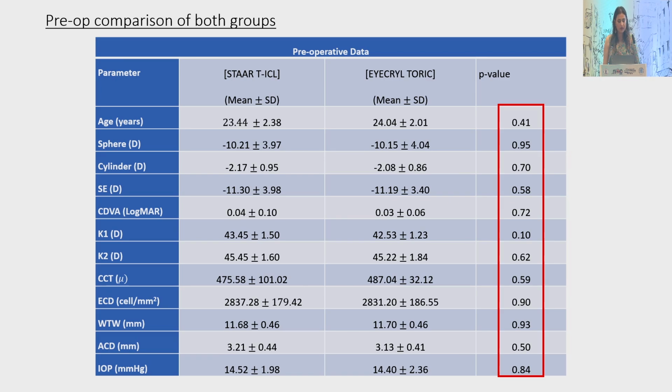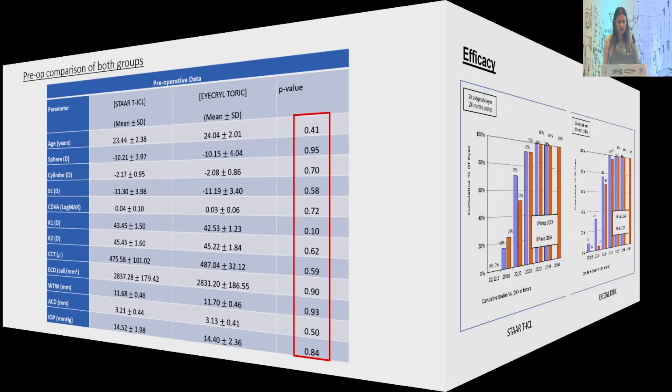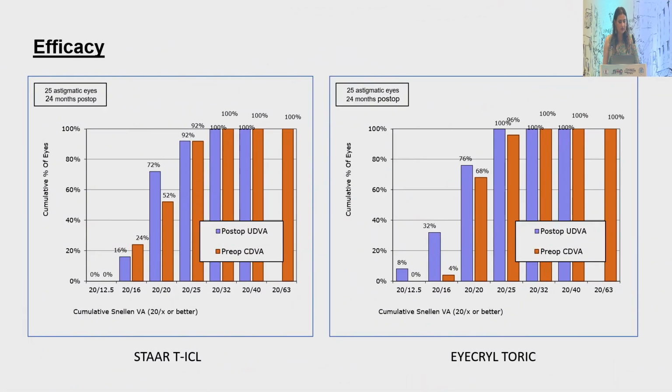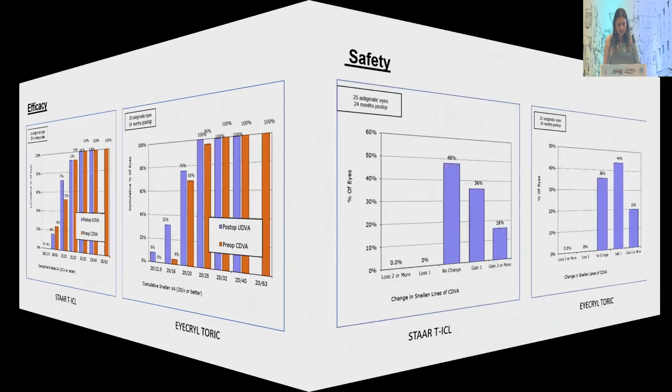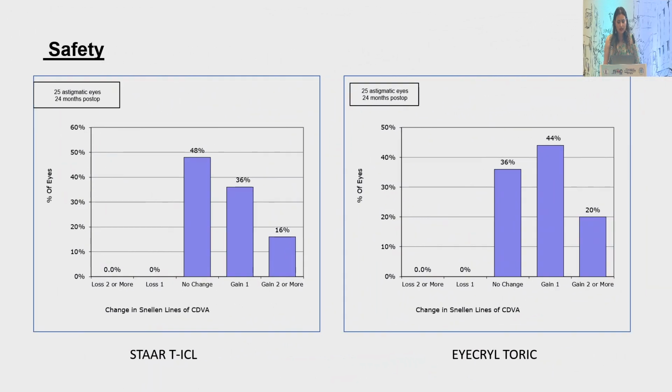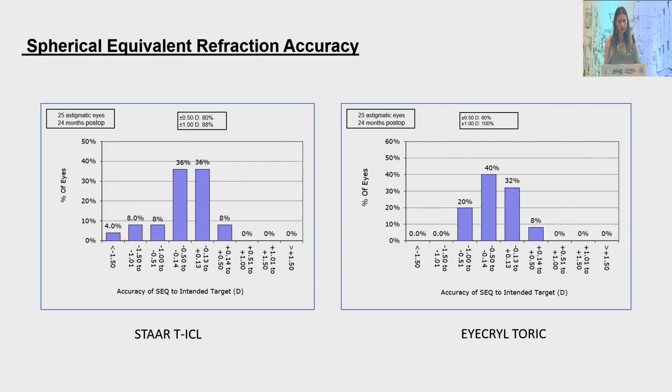Both groups were perfectly matched for age, sphere, cylinder, SE, keratometry, white to white, ACD, etc. Looking at the efficacy, both the groups had similar efficacy, almost, wherein 72% eyes achieved 20/20 or better vision in star ICL group versus 76% eyes, so almost similar. With regard to safety, again, there were no eyes that lost even 1 line of CDVA, so that it was excellent in both the groups.